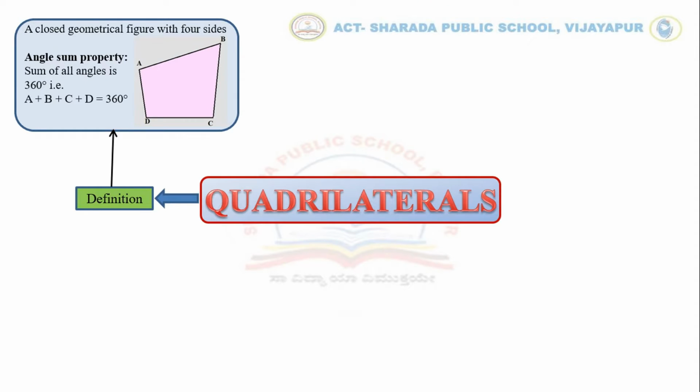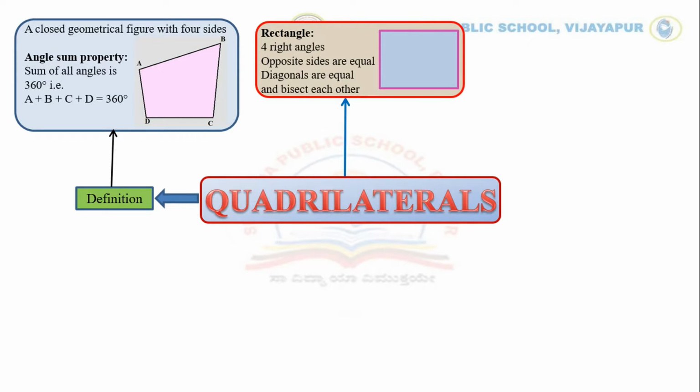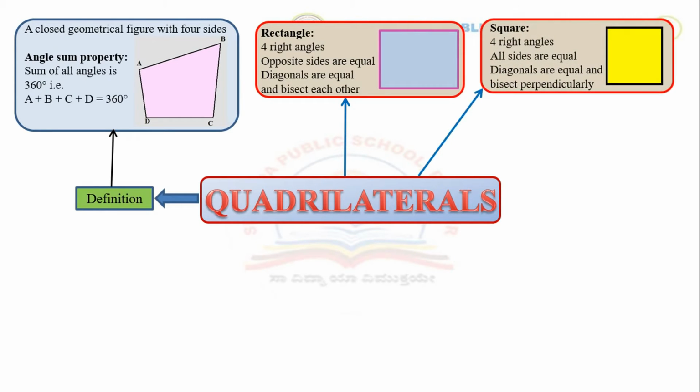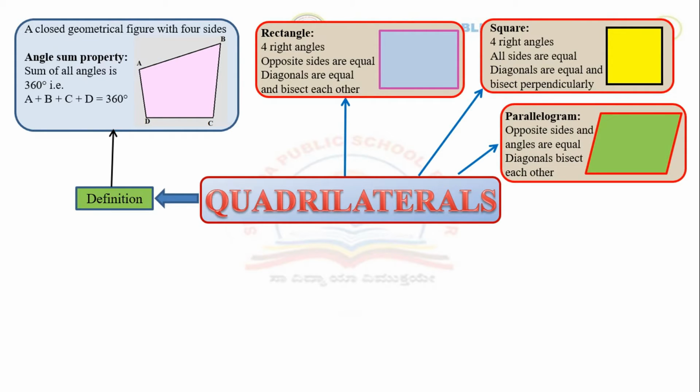Now we will see the different types of quadrilaterals. The first one, rectangle. It has four right angles. The opposite sides are equal. The diagonals are equal and bisect each other. Next, square. It has four right angles. All the sides are equal. The diagonals are equal and bisect perpendicularly. Parallelogram. Opposite sides and angles are equal. The diagonals bisect each other.